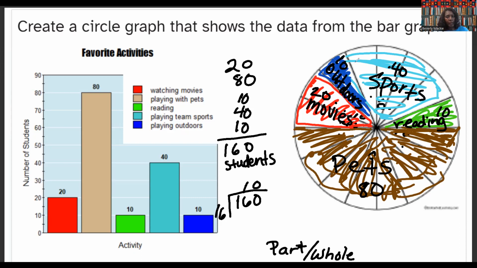All right. There's one thing that's missing yet I would like for you to add, and that would be, you got it, the title. So we still want to label the title, favorite activities, and then we are done.